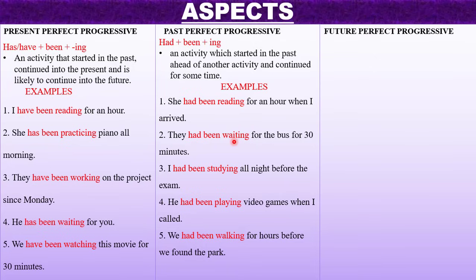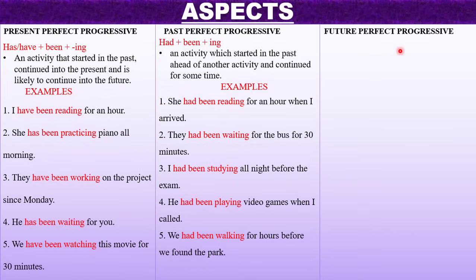Past perfect continuous. I had been studying all night before the exam. He had been playing video games when I called. We had been walking for hours before we found the park. All these are examples of sentences in the past perfect continuous. Try to write down your own sentences in past perfect continuous or past perfect progressive and master how to identify sentences that are in the past perfect progressive.